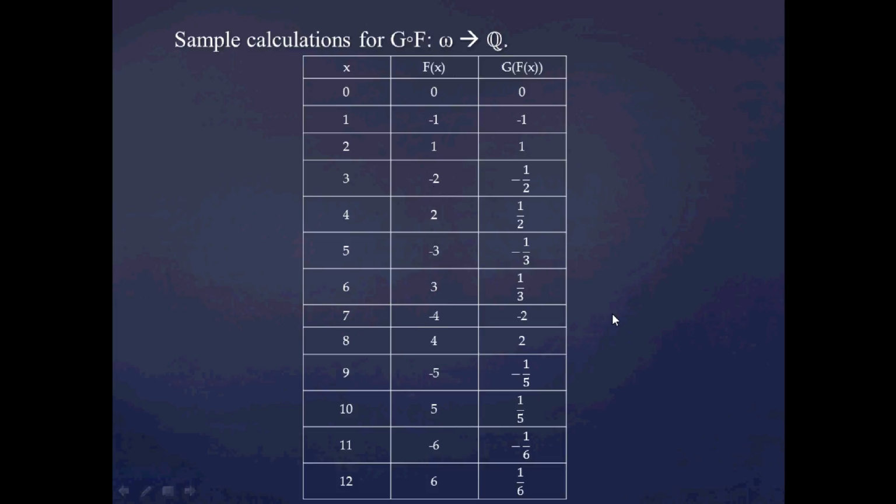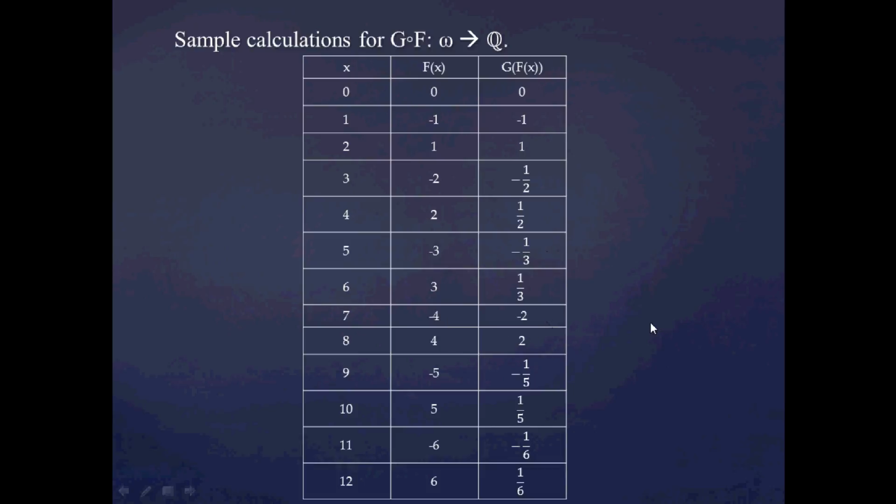And then g is going to take this stuff in the second column and map it to a rational number. You can see here, if I start with 0, we said before that the integer 0 is going to map to 0. That's really the only exception case we have to worry about. And then we get the following: negative 1 maps to negative 1, 1 to 1, negative 2, remember 2 is prime, so it's going to map to negative 1 over 2. Same thing here: 3 is prime, so it's 1/3.